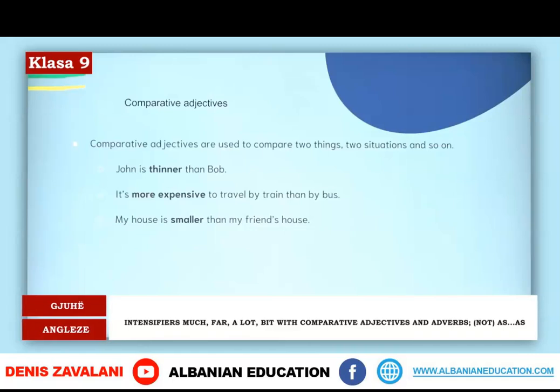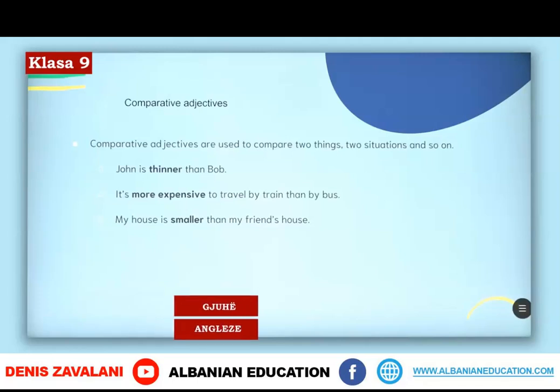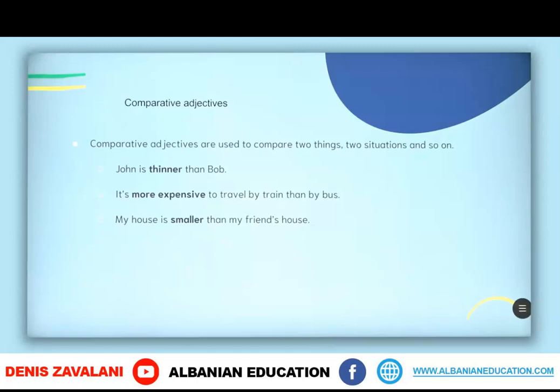The book that you're using is Live Beat 4. We've got comparative adjectives, which are used to compare two things, two situations, and so on. We know that we've got short adjectives and long adjectives. As long as we've got the comparative degree, we will see that -er is the ending for the short adjective and more is added whenever we've got long adjectives.